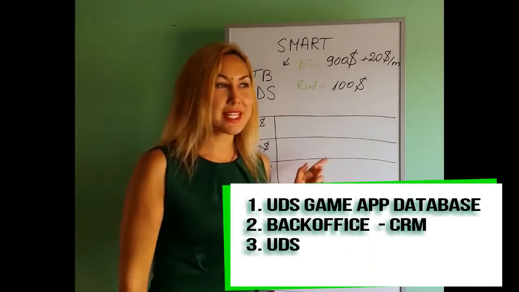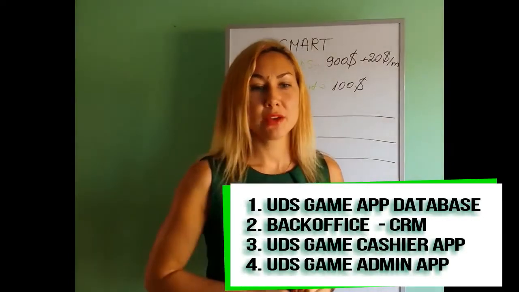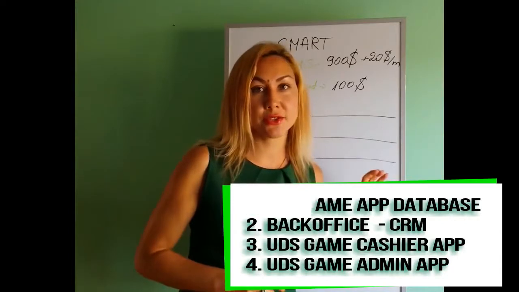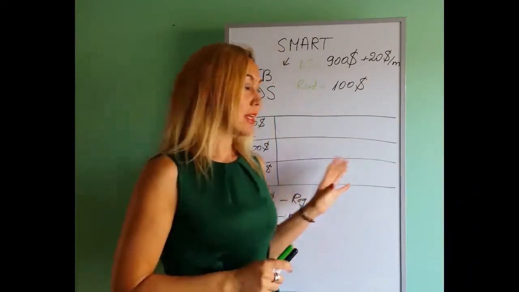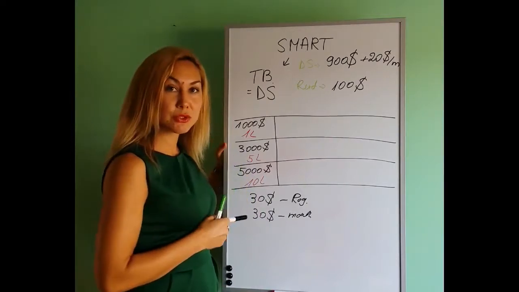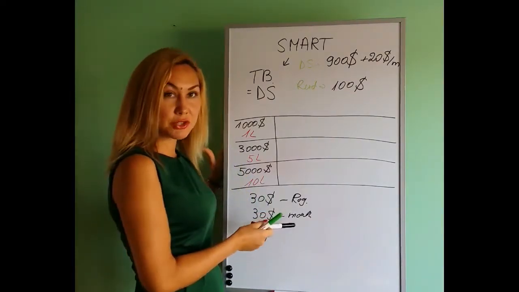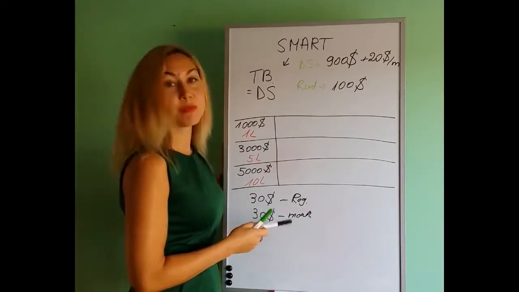Besides the back office, with this license you also receive a game cashier, which allows you to cash out your clients, and you can also always integrate it into your payment system. Okay, so now let's look at this package. Once you select the package that you want to start the business with, you also have to pay $30 of registration fee and $30 of monthly fee.